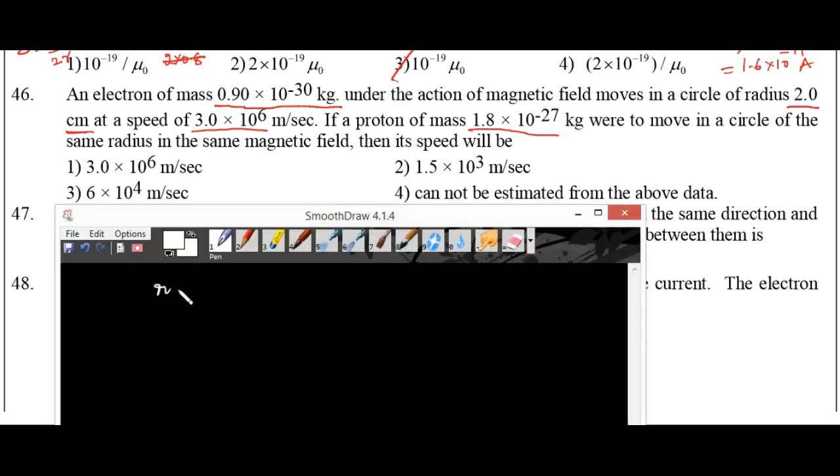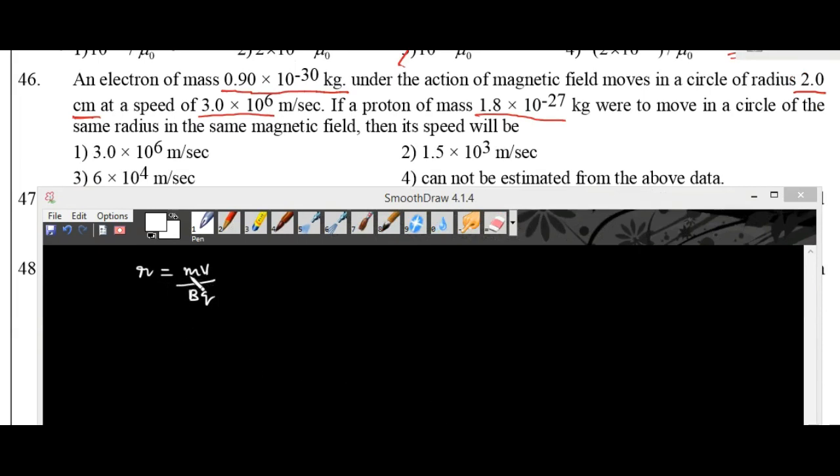Now we know that R is equal to mv by Bq. So we can write BqR is equal to mv. Here the radius is same, q is same, B is same. So I will write mass of proton into velocity of proton is equal to mass of electron into velocity of the electron. Then here the speed of the proton we have to calculate.